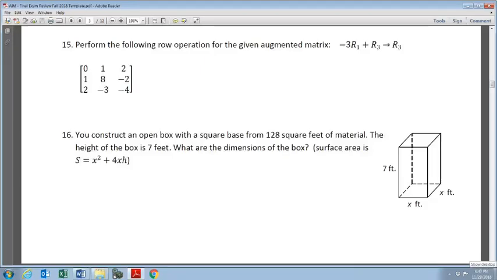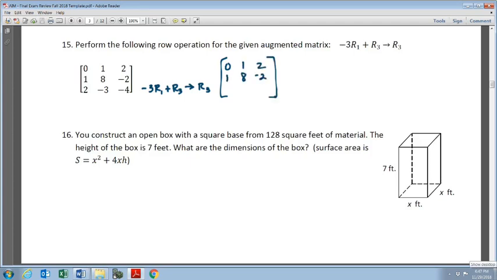On number 15 here, it says perform the following row operation for the given augmented matrix. So -3 times row 1, that's what that first part is saying, plus we're going to add that to row 3, and that becomes the new row 3. So I'm going to go ahead and rewrite the matrix, and I can go ahead and put the first 2 rows in because they're not going to change.